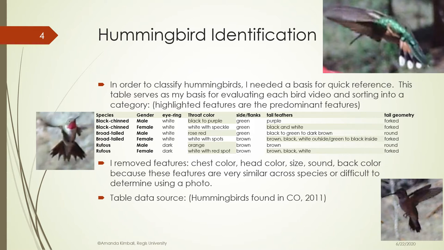The broad-tailed male, shown at right, is obvious with his rose-red throat, but might be confused with a black-chinned hummingbird when his tail is tucked and his rose throat is not shining. The rufous female at the bottom right can easily be mistaken for a broad-tailed if her neck is not visible and her tail is tucked. The broad-tailed female, shown at the top of the slide, could be a rufous, except for this little bit of green between the brown and black of her tail feathers.